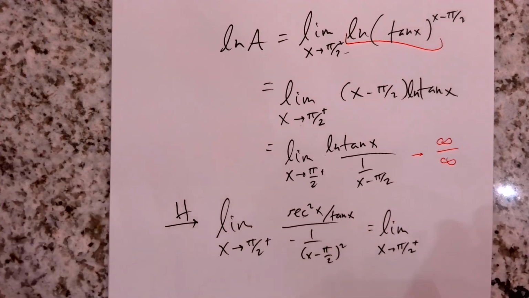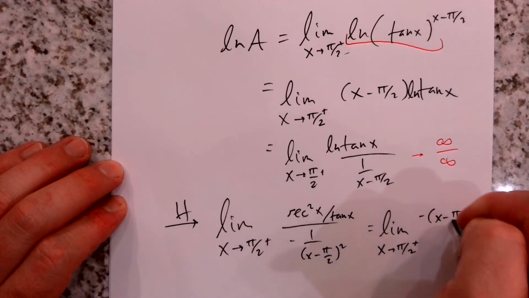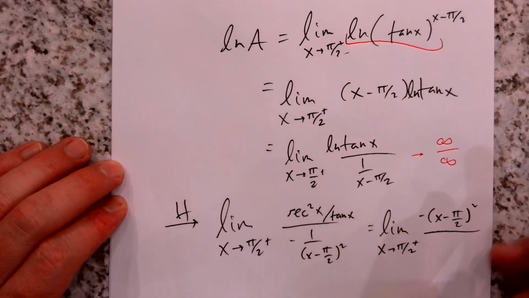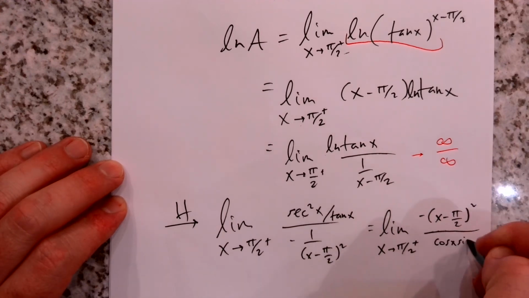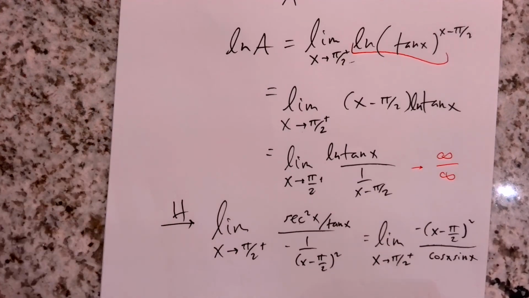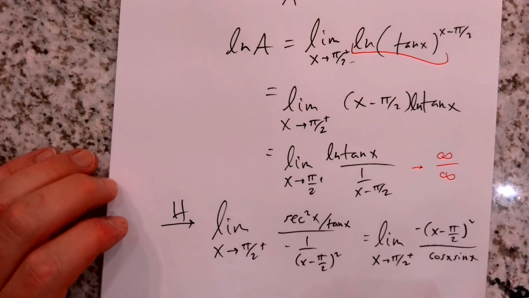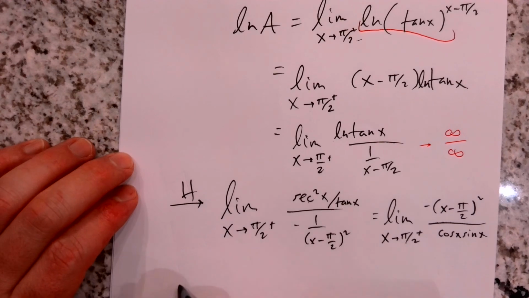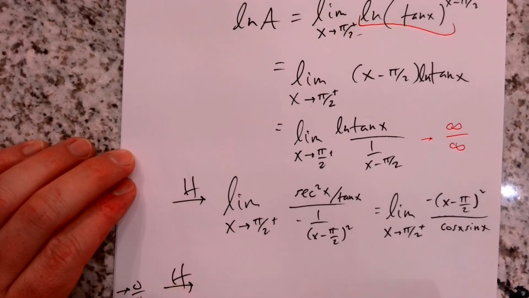When you simplify this, it gives you negative x minus pi over 2 squared over cosine x sine x. How that happened is you divide by this fraction, which means we can multiply by its reciprocal, and then secant squared times tangent's reciprocal is 1 over cosine squared times cosine over sine, and that gives you right there. We plug pi over 2 into that. It still gives us 0 over 0. So we do L'Hopital's rule again.